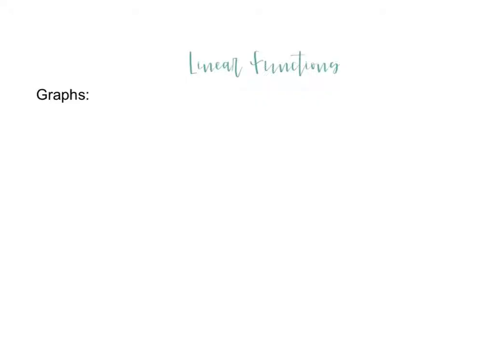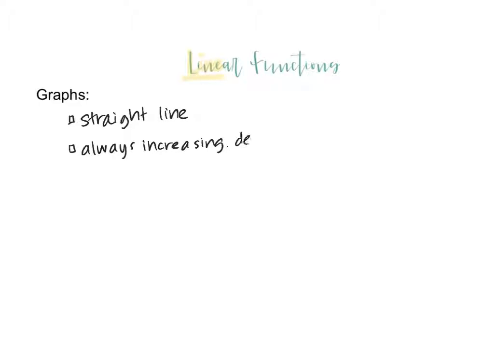So when we talk about linear functions, we're talking about all functions that create a line when we graph them. When we graph them, we know that they are going to have a straight line. We also know that it's always increasing, or it's always decreasing, or it's going to be flat. There is no movement on the y.